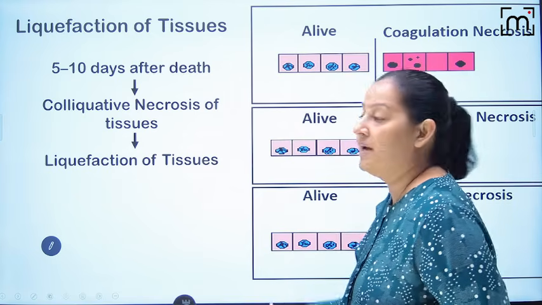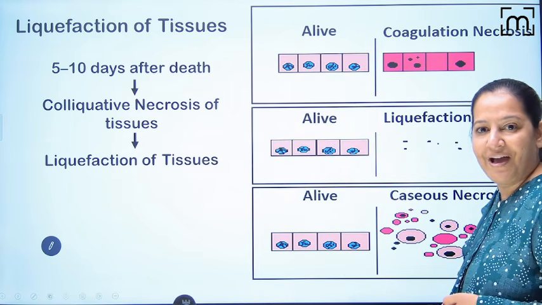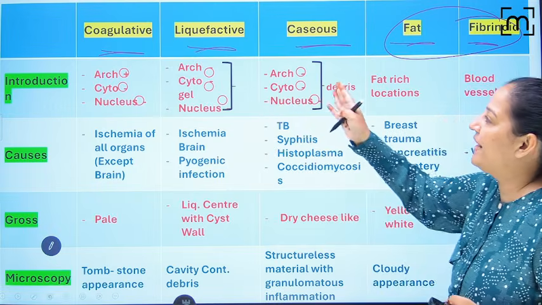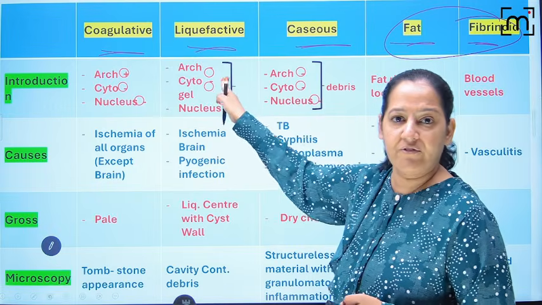What is the difference of these 3? You may have seen this also. I have explained it very well in second prof. So what are the 3? These are the 3 main necroses: coagulative necrosis, liquefactive necrosis, and caseous.